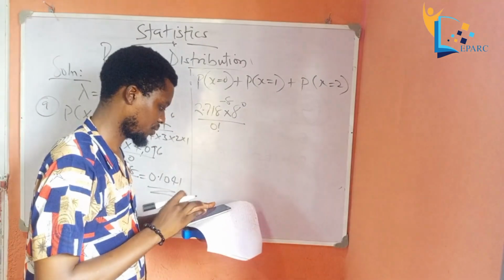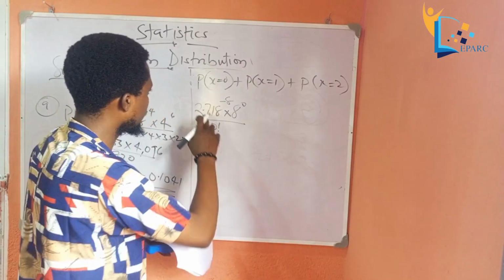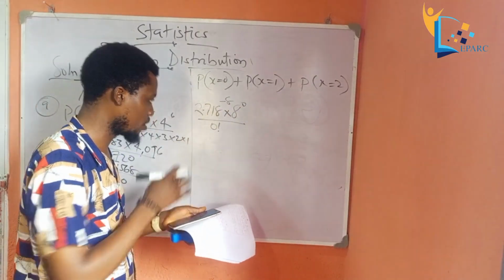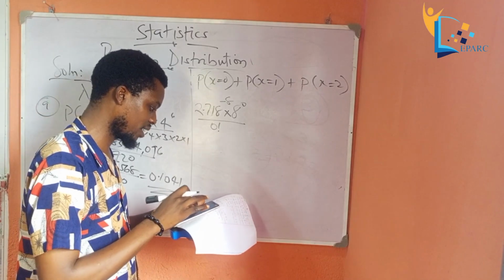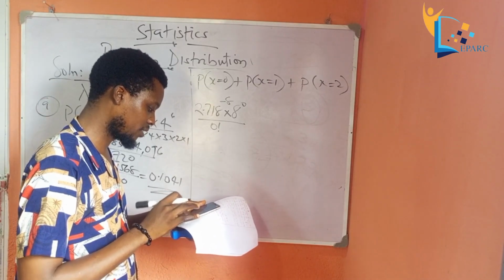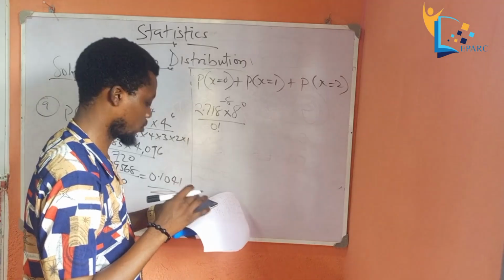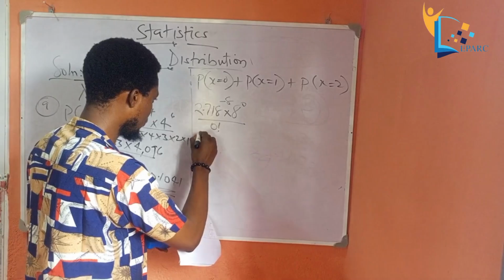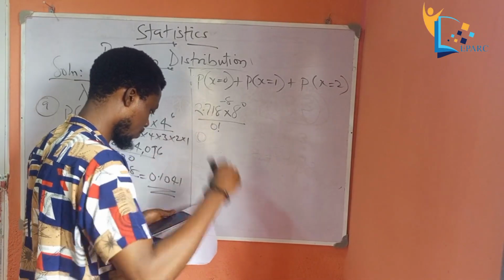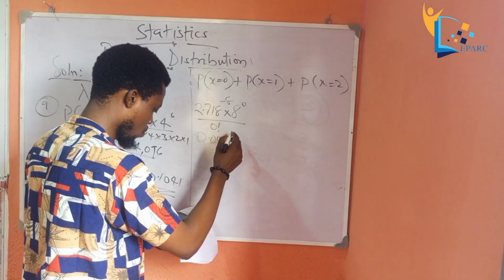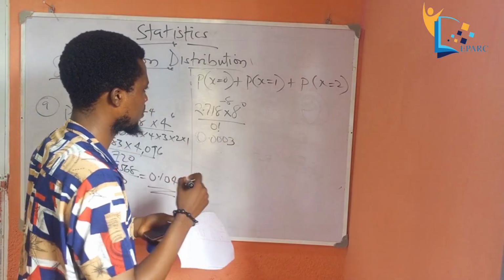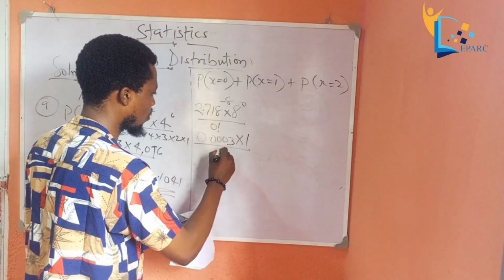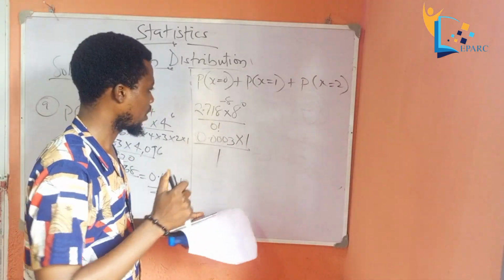So we have 2.718 raised to the power of minus 8. It will give us 0.00013. Times 8 raised to the power of 0 is 1. 0 factorial is 1. Are you with me?